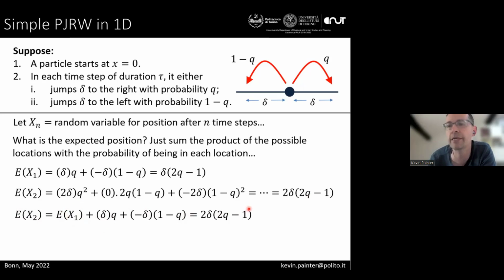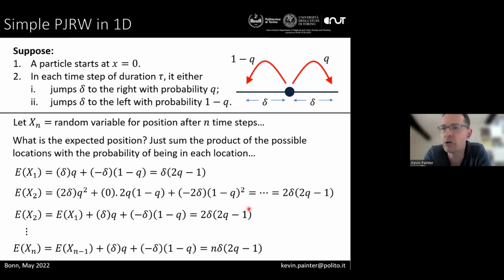So that will get you to exactly the same calculation. And then by induction, that allows me to very quickly write down the expected location after n time steps. It's going to be simply n delta times 2q minus 1. And this is already giving me a picture of how that expectation will depend on the parameters of individual movement. It depends on that step length delta, and it depends on that probability that's determining whether or not you're moving right or left.